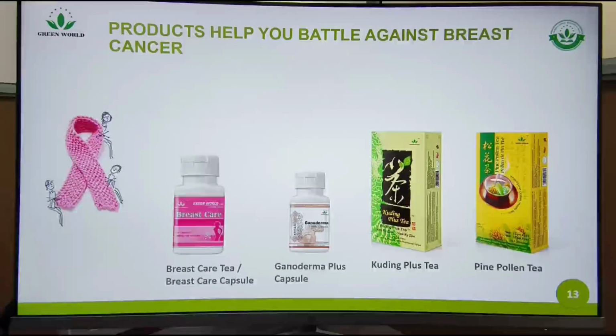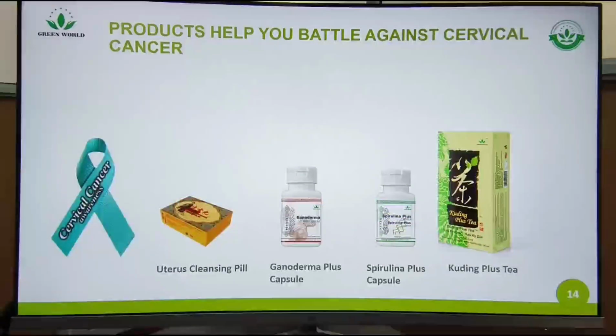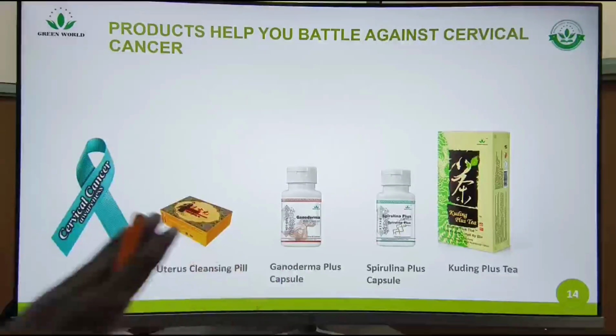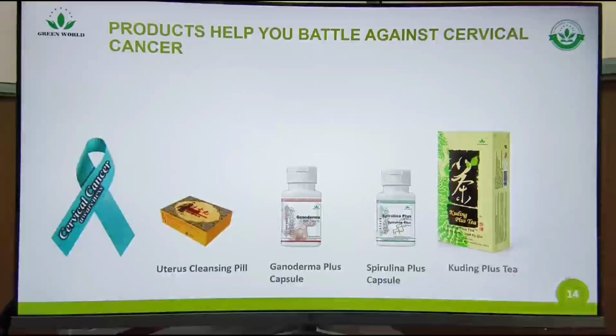Okay, so then we also have another cancer which is very common. These are products that can help you battle against cervical cancer. We also have a very nice product here called uterus cleansing pill. Ganoderma is already there. Then spirulina, I've talked about it already, and Kuding Plus tea. So in conjunction with the previous ones that we had used, these ones are just a top up depending on what cancer we are talking about.